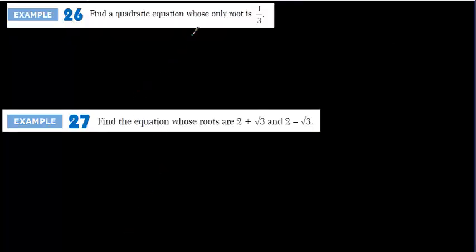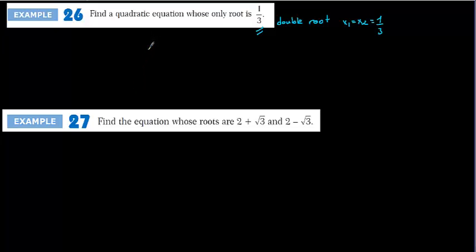Here, find the quadratic equation whose only root is 1 over 3, it's asking. So from this question, I understand that this is the double root case. In a double root, if you remember, x1 is equal to x2, and it says find the quadratic equation. So the roots are equal to 1 over 3.